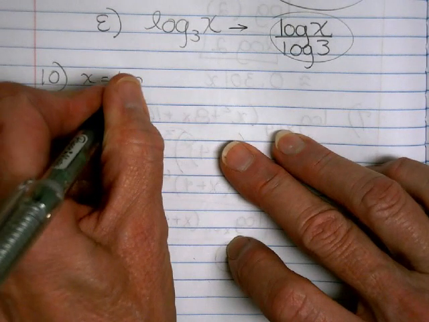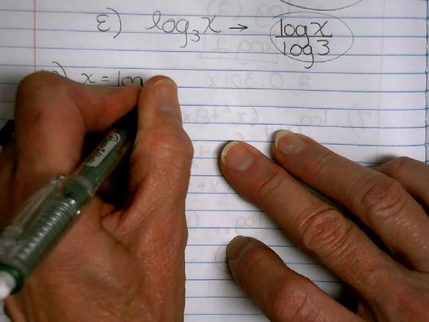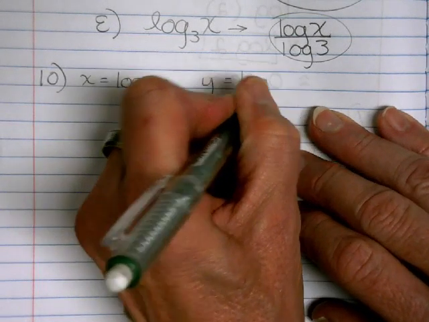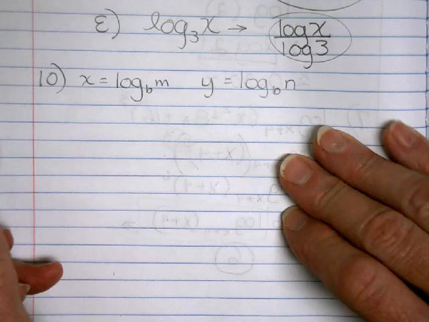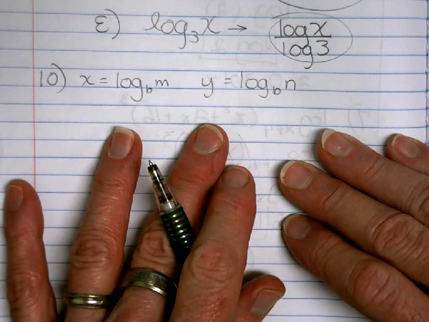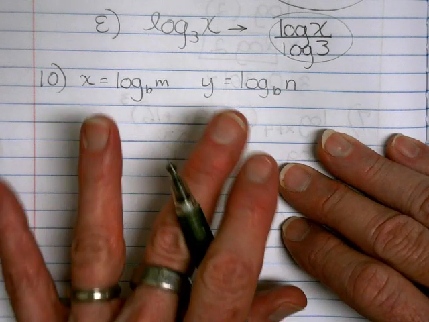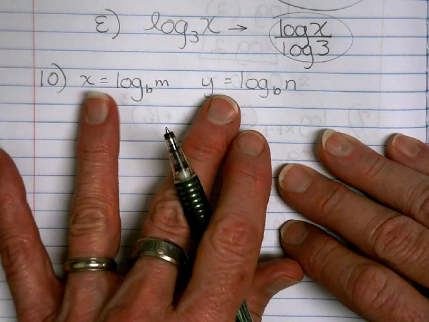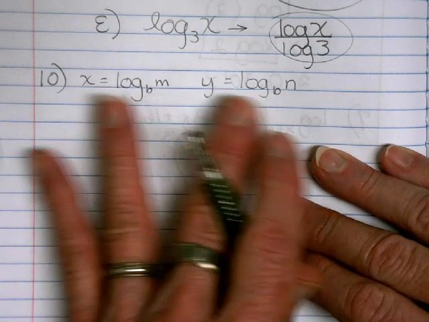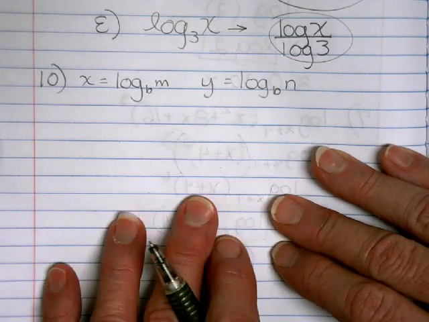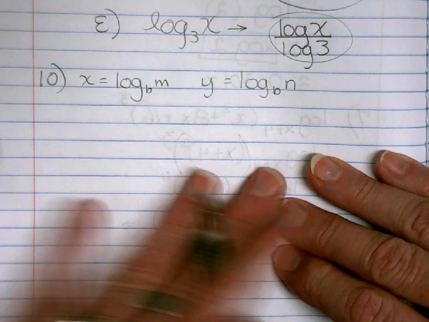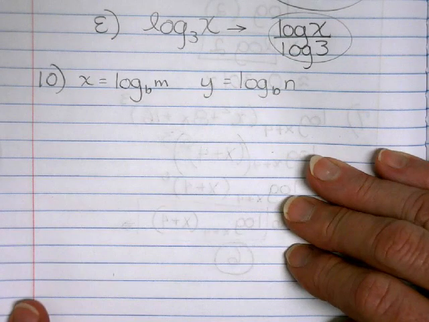So it says let x be log base b of m, and y be log base b of n. Why would they do that? Because they want to prove everything without numbers, and it's easier to work with an x and a y than it is to work with these symbols here. So that you can rename, do the proof, and then substitute back again. So that's what they do.